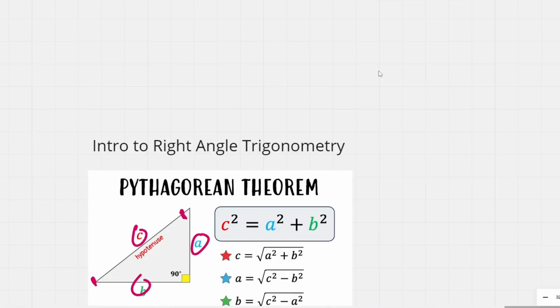The other sides, A and B, are known as the opposite and adjacent sides. But for now, we'll just refer to them as the legs of the triangle. Since we're just looking at the Pythagorean theorem, let's not get too overcomplicated. We'll just call A and B legs, and the longest side, the hypotenuse.